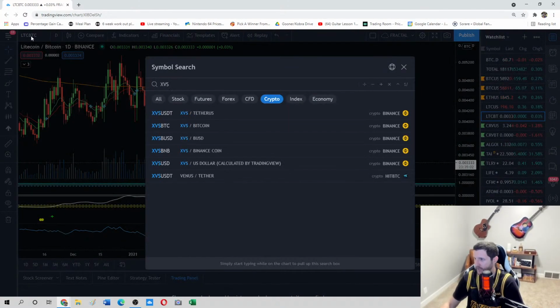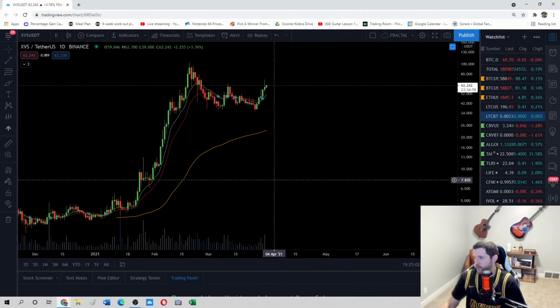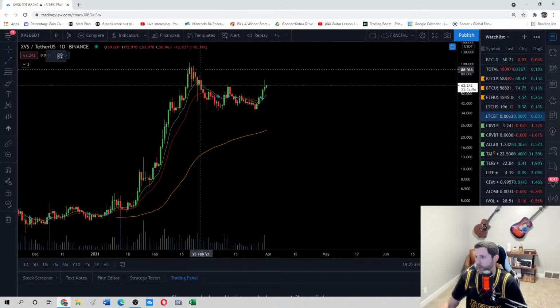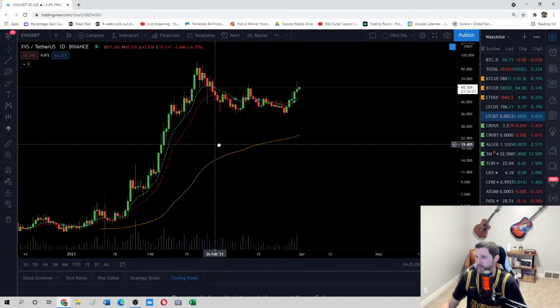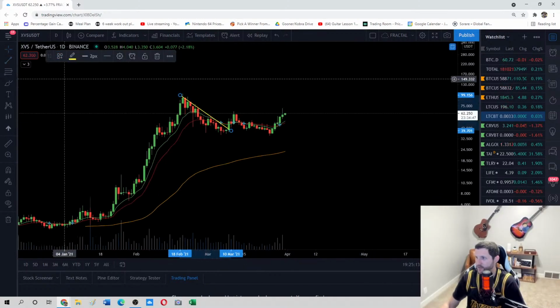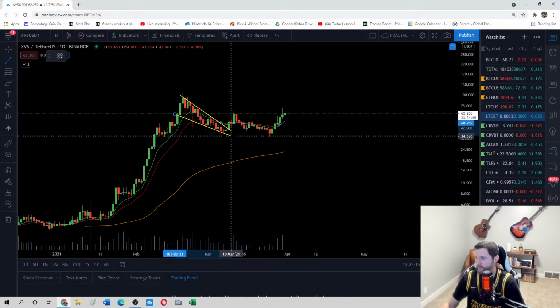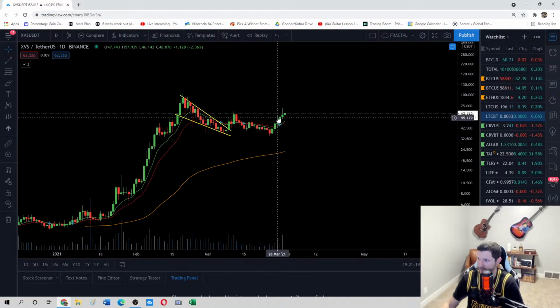XVS daily. I've never heard of this. This one looks much better than H bar, you guys. So this is actually kind of what I was talking about with H bar. This kind of looks like H bar, right? This nice descending flag pattern here actually had some high volume, which is great. We retested and fine.